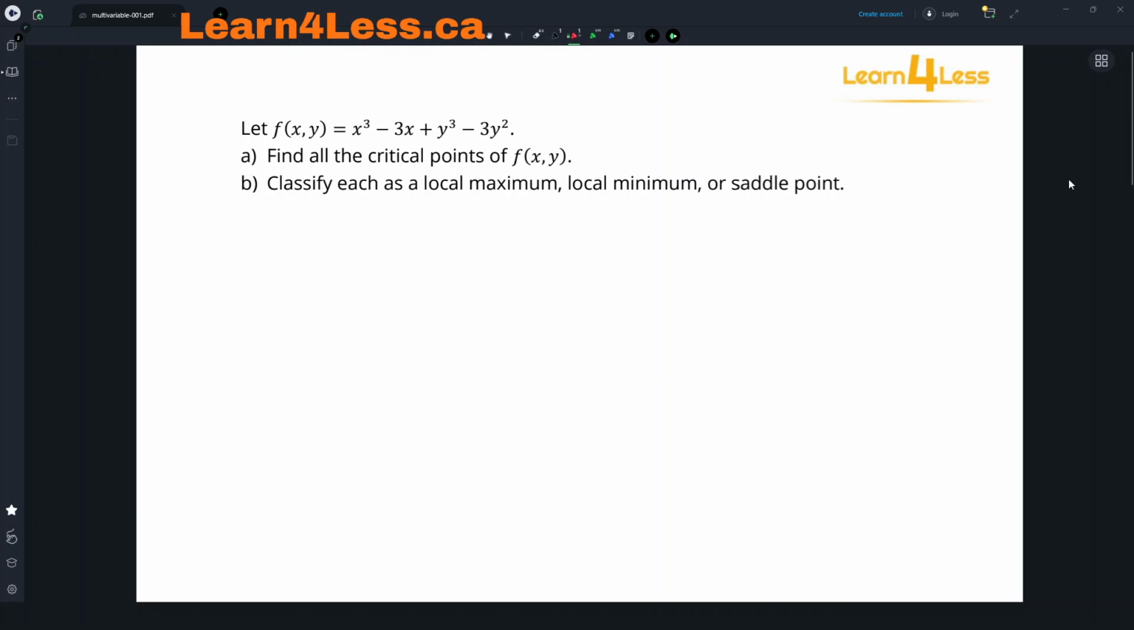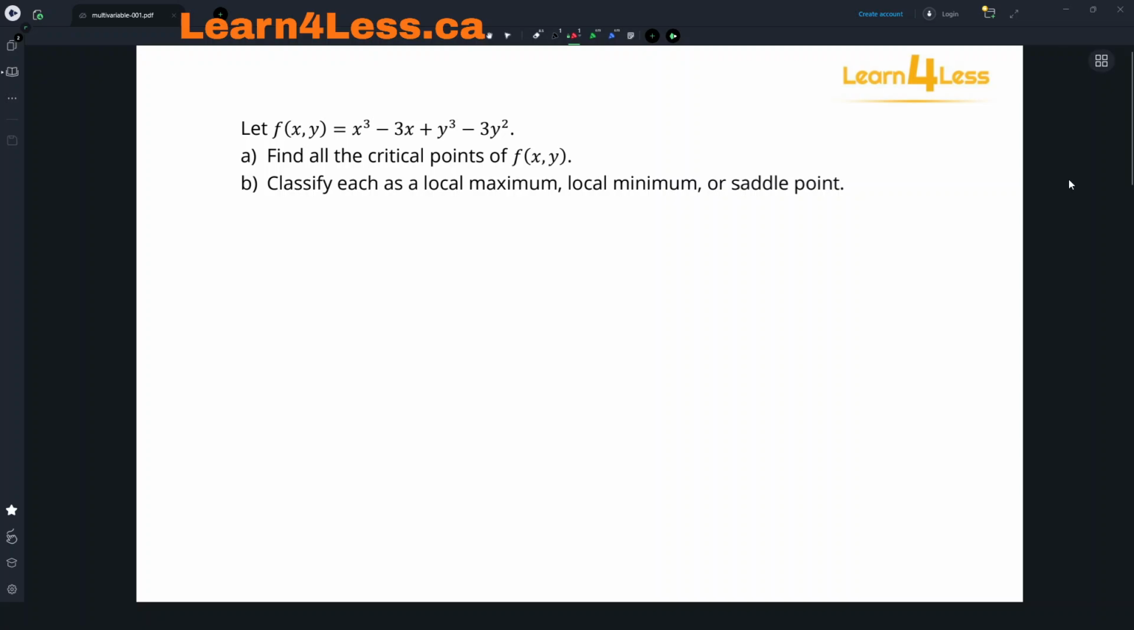Okay, in this problem, we are asked to find all the critical points of this multivariable function f of x and y, and then classify each of them and figure out if they are local maximum, local minimum, or a saddle point. So let's begin with defining critical point. Critical points are the points where the first derivative is 0.